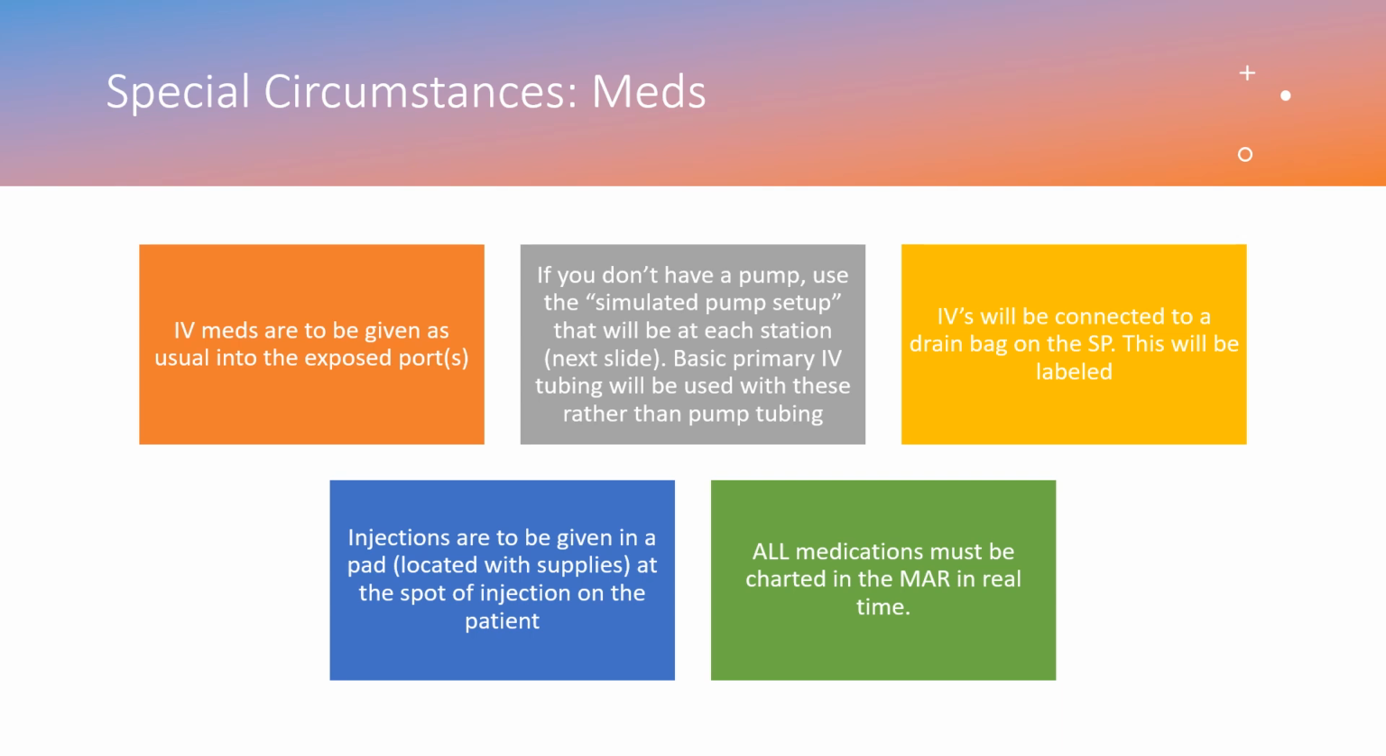Your injections are to be given in an injection pad. These can be found in the supply area of your unit. Take the injection pad to the patient and place it on the area where the injection would be given. With your gloves and alcohol, clean the area, give the injection in the pad, and then return the pad to the supply area. Once you have given your medications, be sure to chart them in your medication administration record in real time of when they were given.